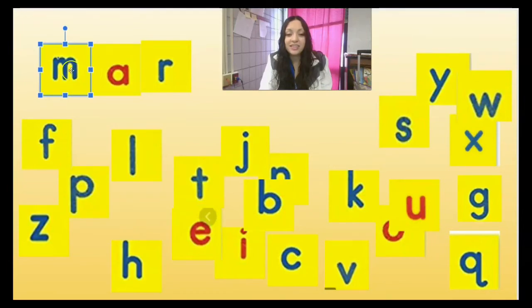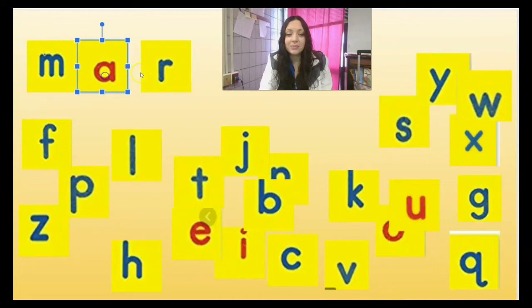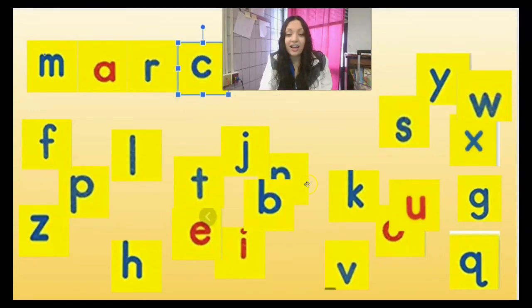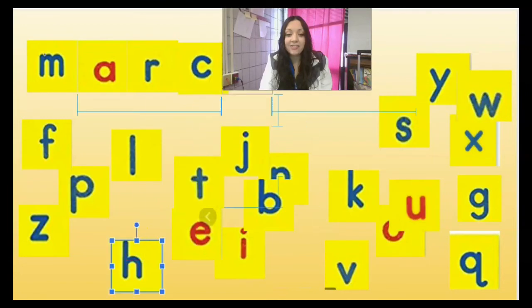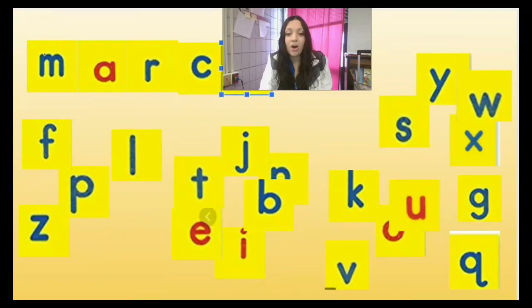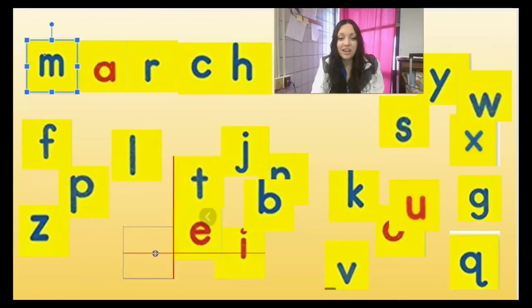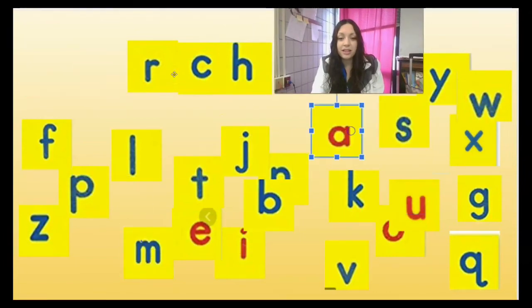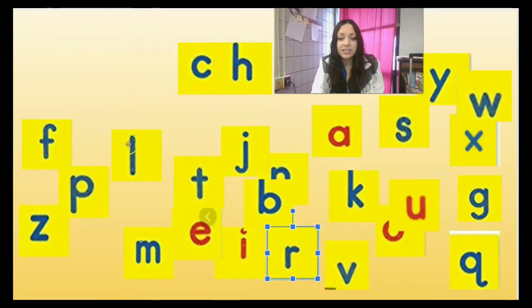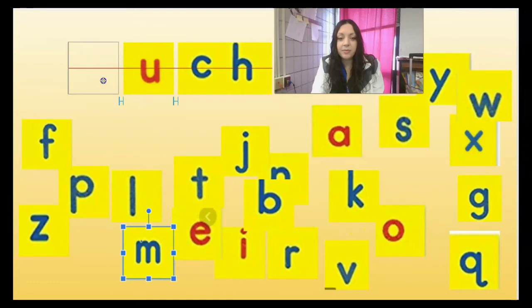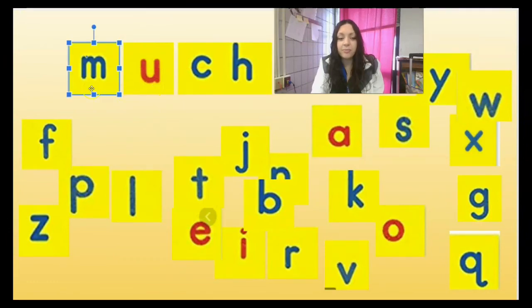Change it to an M and you have mar. Very good. What if I take this mar though and I add an ending digraph CH? What do I have now? March. Very good. All right, we're going to make one more. Are you ready? We're going to look at some ending digraphs. What if I take that ending digraph and add an M and then a U in front of it? I have much. Much. Good job. All right, guys, you did an awesome job making words today.